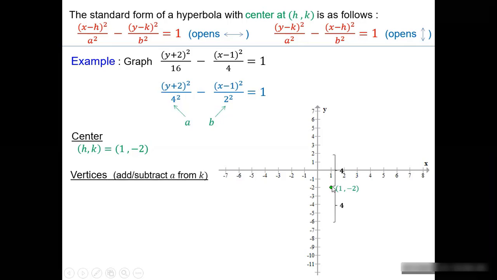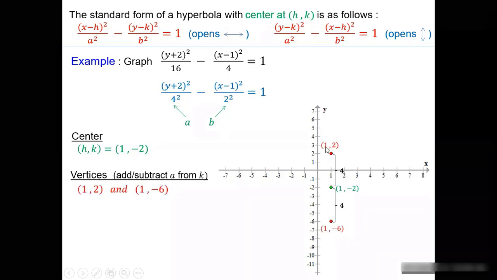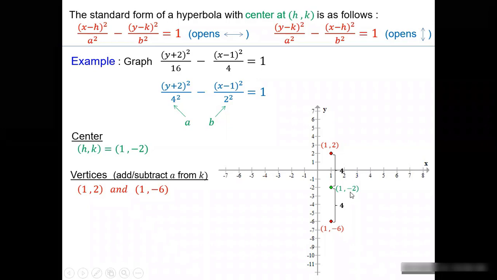So I'm just simply going to move 4 units upwards to find my first vertex and 4 units downward to find my second vertex. So when I plot those points, notice that the x coordinate of 1 doesn't change. I'm just simply adding 4 to the -2, and I'm subtracting 4 from the -2. And now these are going to be the vertices, or the highest and lowest points of my hyperbola.